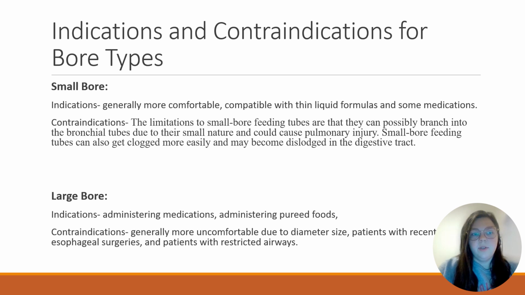Small bore feeding tubes are generally more comfortable. They're compatible with thin liquid formulas and some medications, but there are limitations, such as they can possibly branch easier into the bronchial tubes due to their small nature. They can cause pulmonary injury if this occurs. They can also get clogged more easily or become dislodged within the digestive tract.